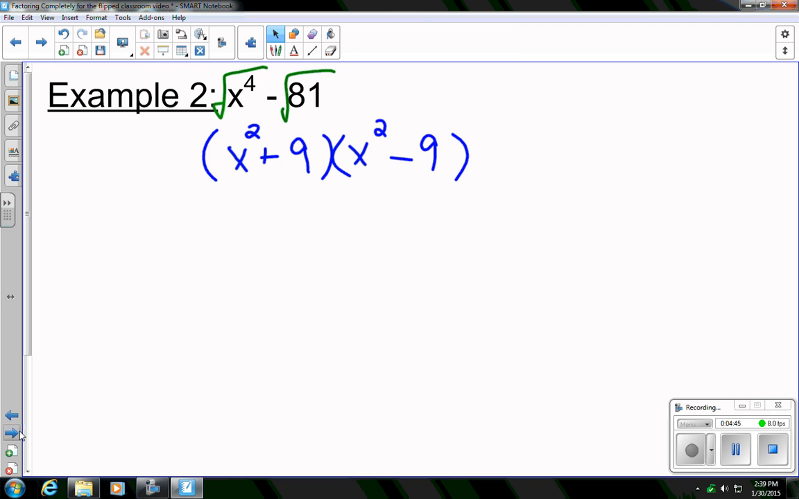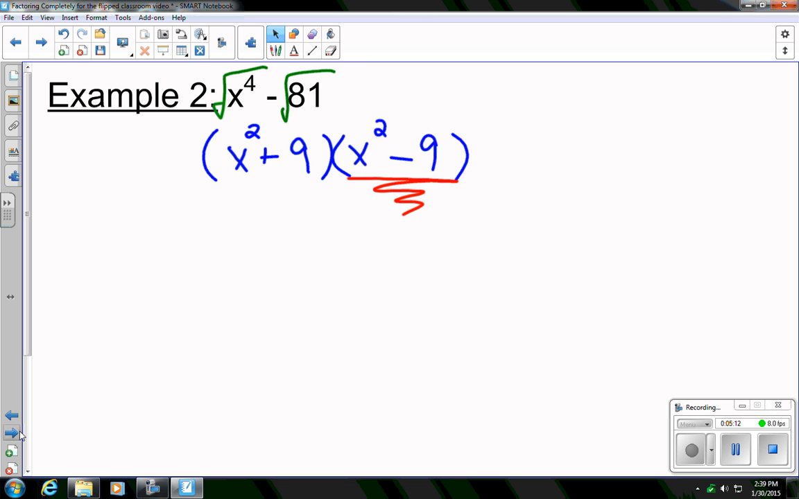And now you might think that you're done. But if you take a look at this second parentheses here, x squared minus 9, that is also a difference of two perfect squares. The first one, x squared plus 9, is not, because a difference of two perfect squares means we need to have the subtraction sign.